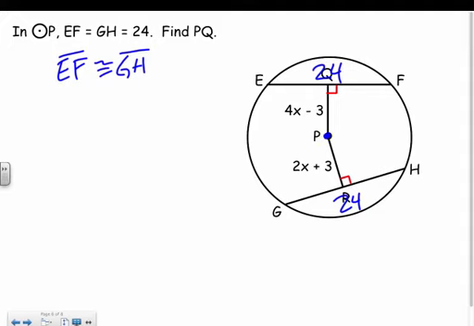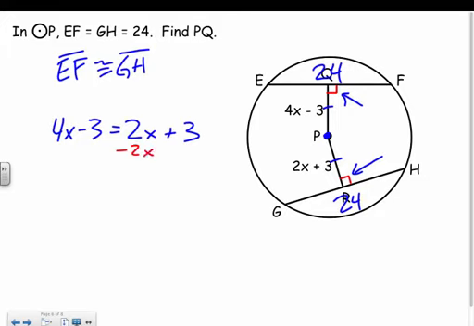Well, here's the center. We make the perpendiculars. So that means these two guys would be equidistant, the two chords. So I could set 4x minus 3 equal to 2x plus 3. And then we just go through our algebra and solve.